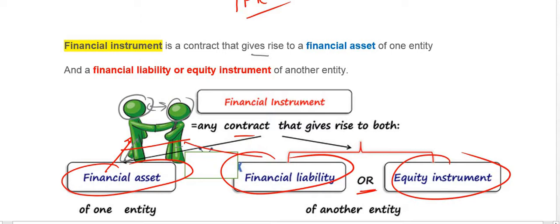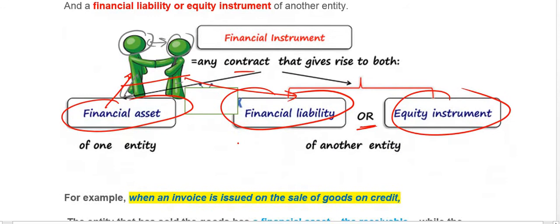And this is called a financial instrument. So a financial instrument is a contract because of which one party has a financial asset and the other party, or the other entity, has a financial liability or equity instrument. Okay, so let's start with examples.